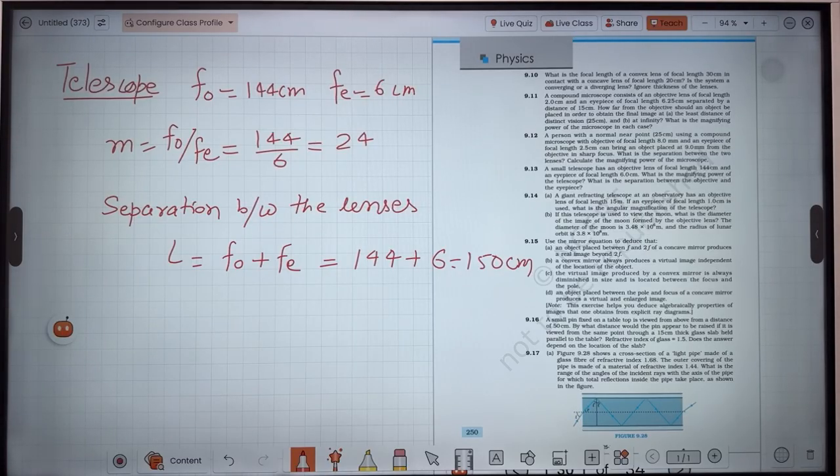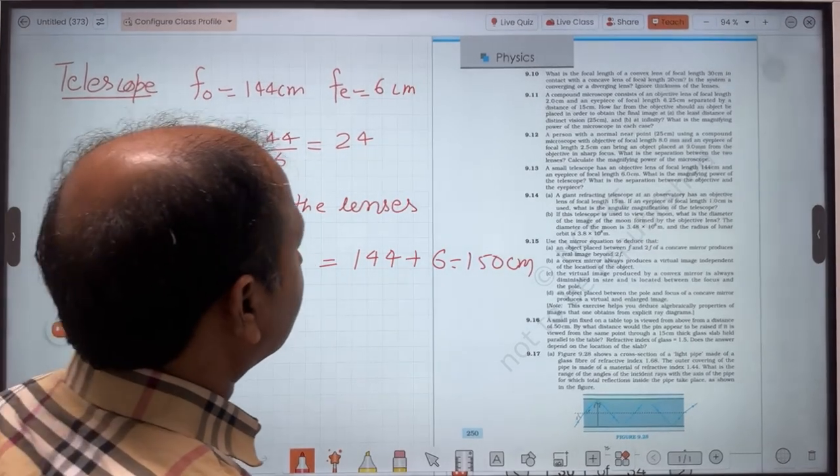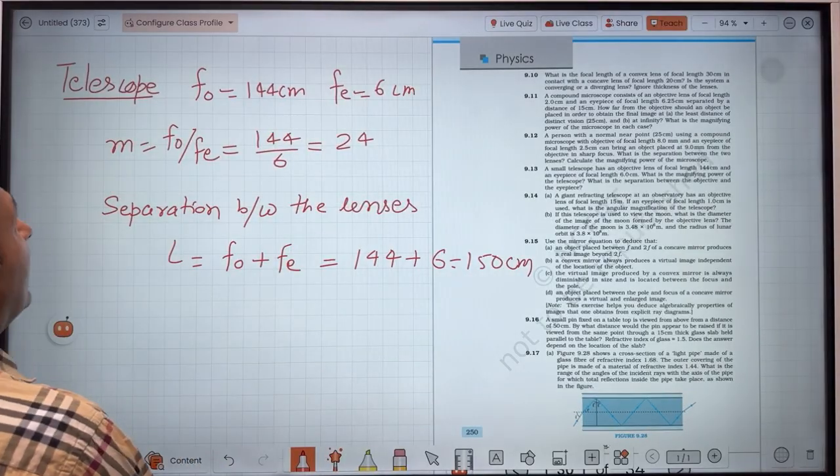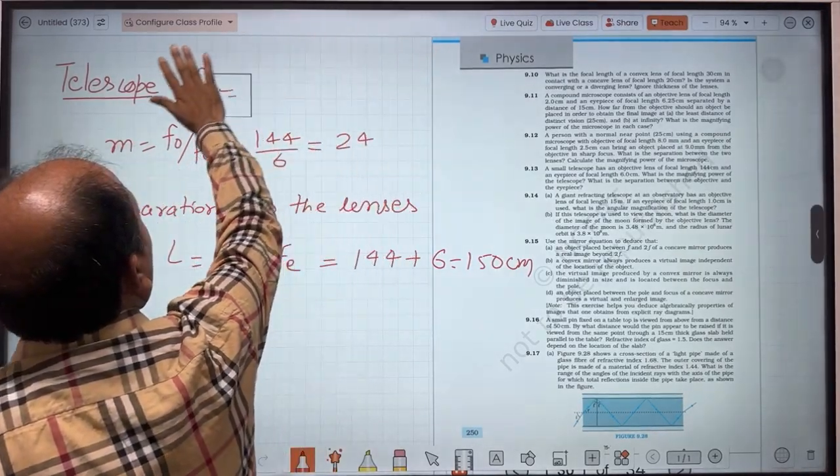Now let's consider next question. What does next question say?